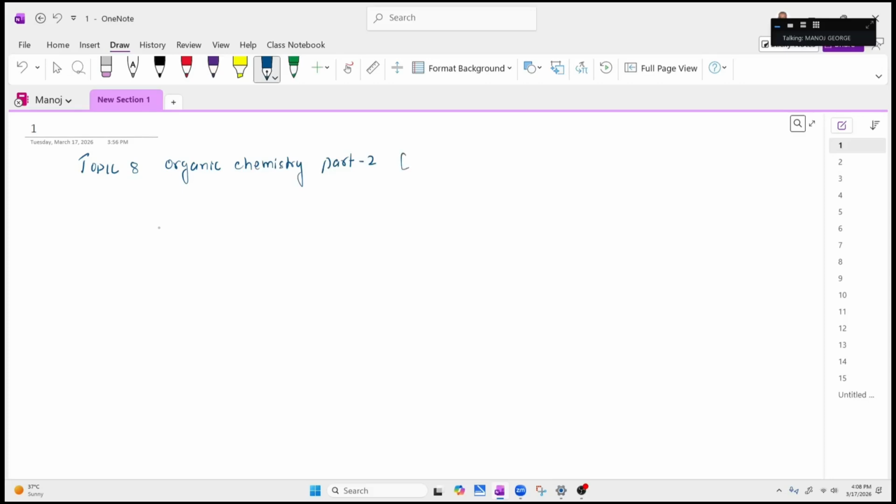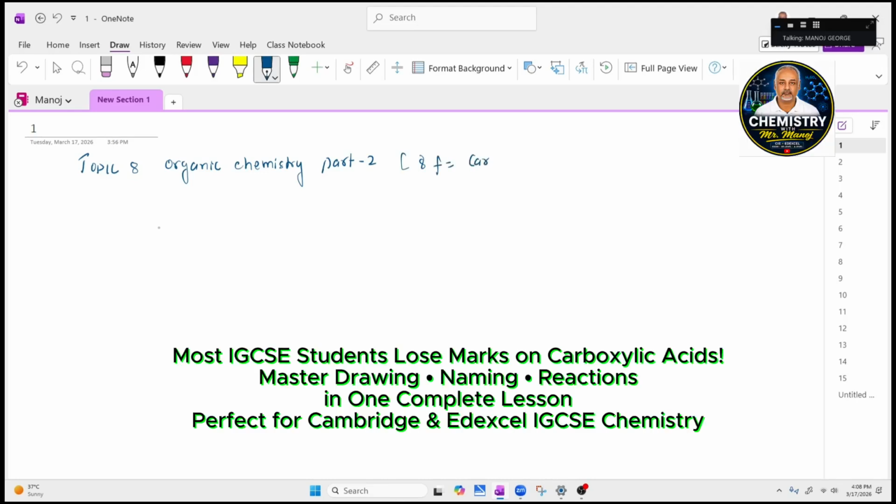In this we are actually doing 8F, which is carboxylic acid. So I'm here right now. This should finish today. It's a small portion, it's not very big. And once I finish carboxylic acid, the next one I said is the esters. So this is where we are currently in your syllabus.